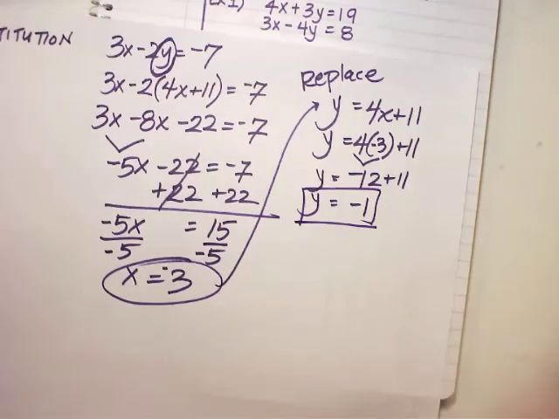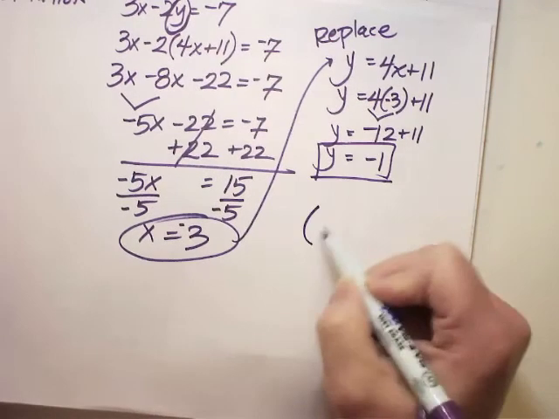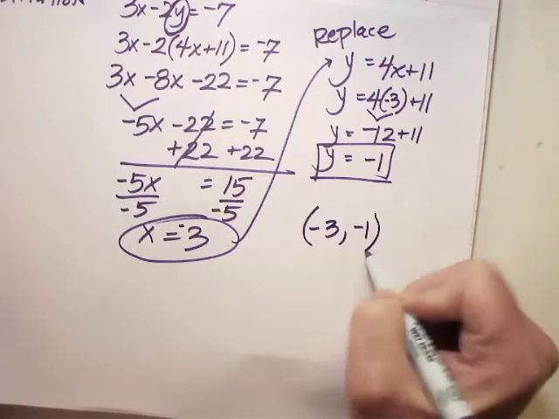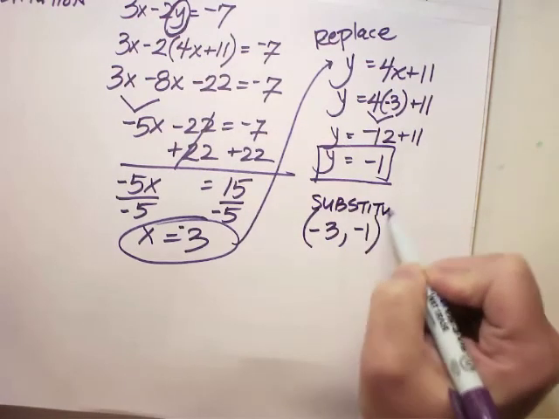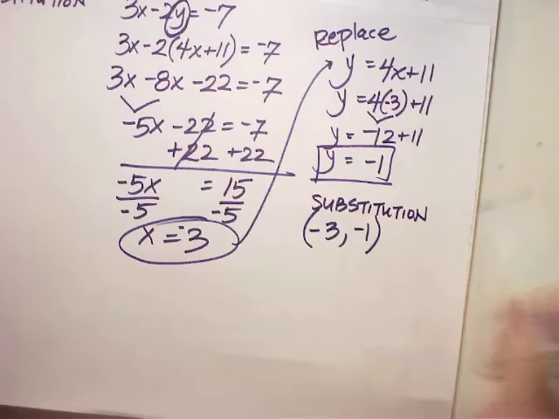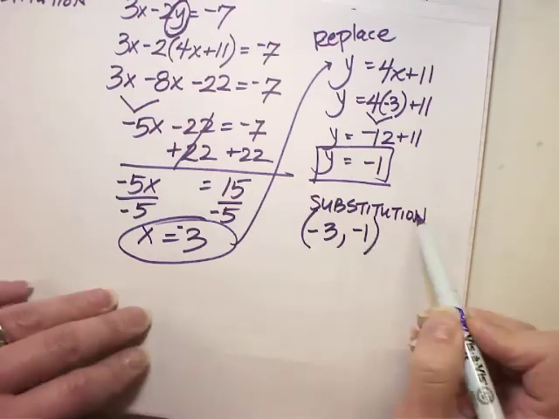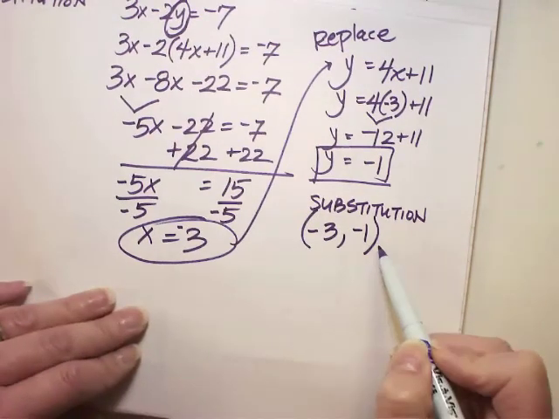I'm glad I was checking along the way. Were you checking too? So then I get negative 3, negative 1. And what method did we use? We used substitution. So our final answer would be what method we used? Substitution. And the ordered pair solution is negative 3, negative 1.